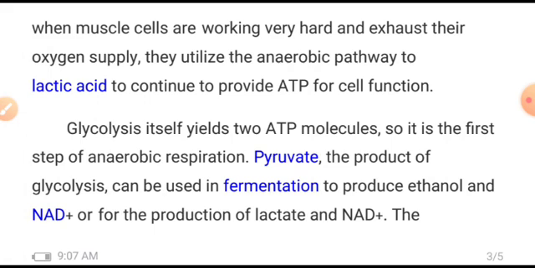You have to know that. It is the first step of anaerobic respiration. So there is what we call pyruvate. Pyruvate, the product of glycolysis, can be used in fermentation to produce ethanol and NAD plus, or nicotinamide adenine dinucleotide, for the production of lactate and NAD plus.